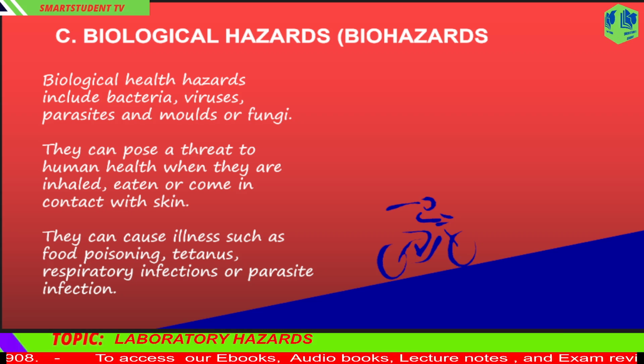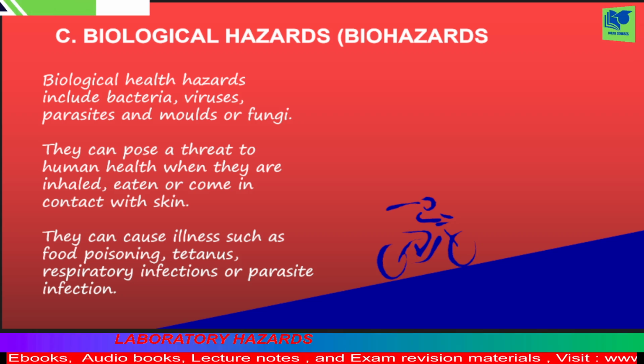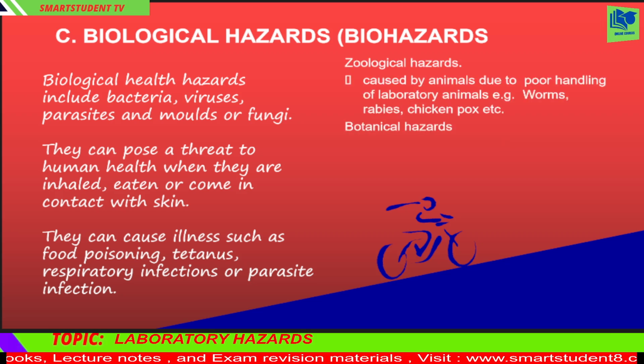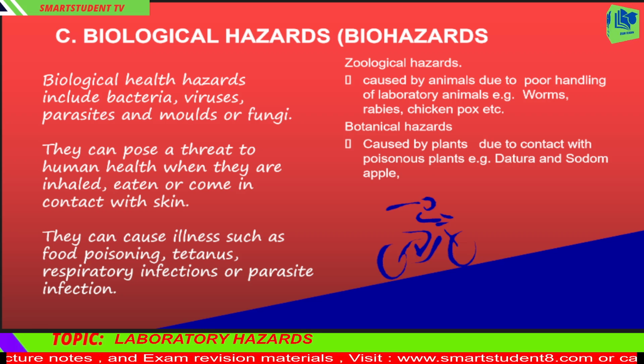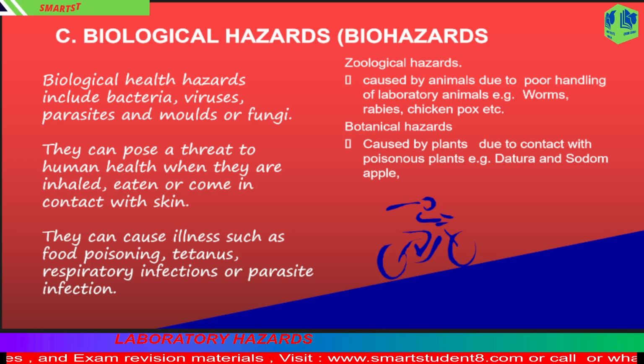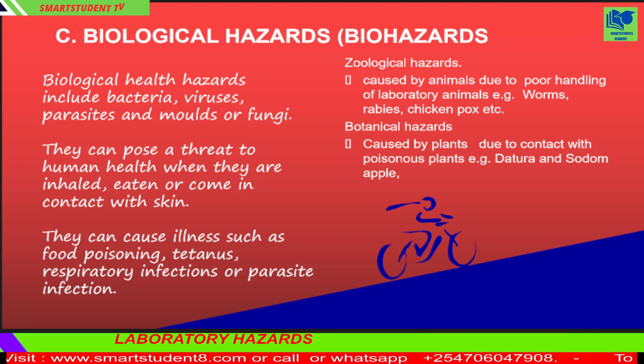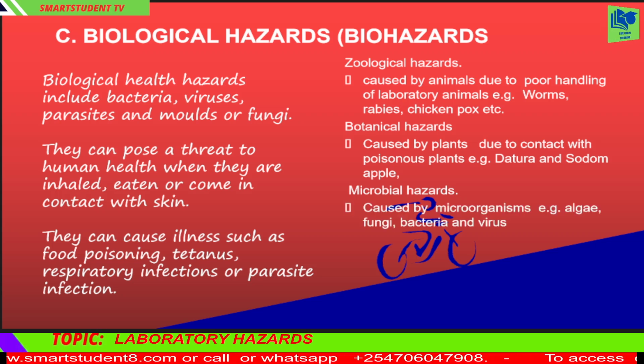6. Biological hazards. Biohazards. Biological or biohazards are hazards caused by living organisms, e.g. poisonous plants, animals, or infectious microorganisms. Hazards caused by plants are known as botanical hazards, and those caused by animals are zoological hazards. Zoological hazards occur because of poor handling of laboratory animals, e.g. worms, rabies, chickenpox, etc. Botanical hazard occurs because of contact with poisonous plants, e.g. datura and Sodom apple. Microorganisms, e.g. algae, fungi, bacteria, and virus that may cause illness or death. These are called microbial hazards.